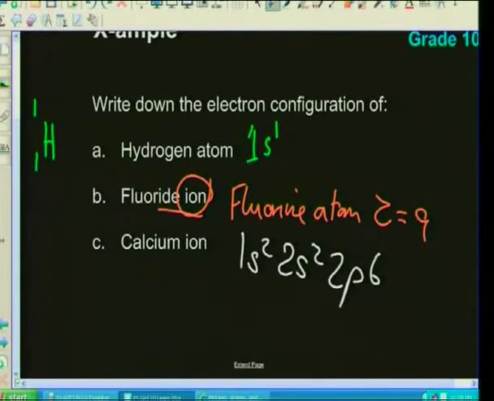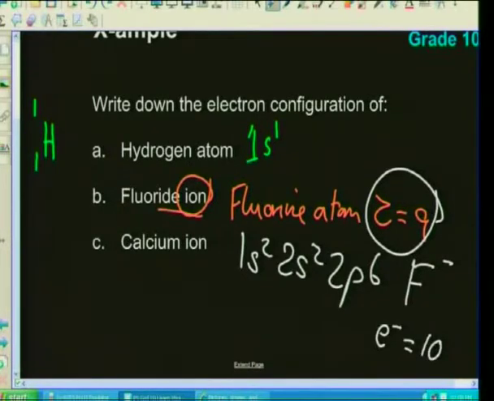That's it. 9 plus 1, so the fluoride ion would be F minus because it's got one more electron. It's still got 9 protons, but the number of electrons is now equal to 10. So that's why there's a minus over there. That's why it's called a fluoride ion.